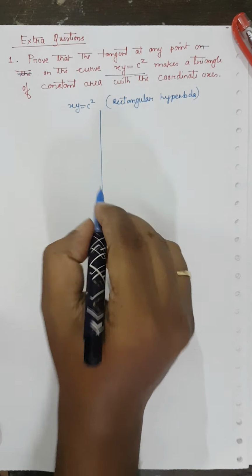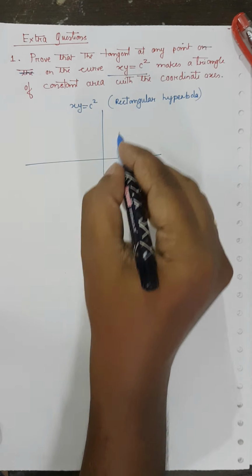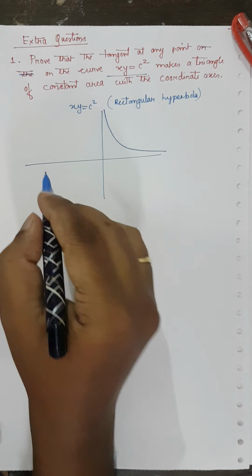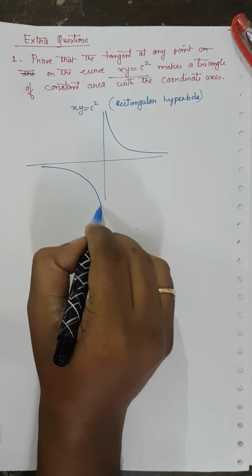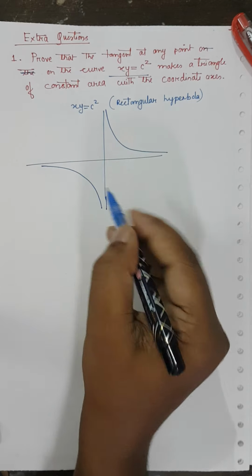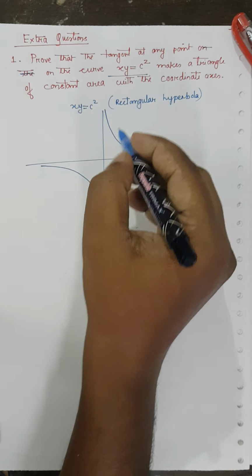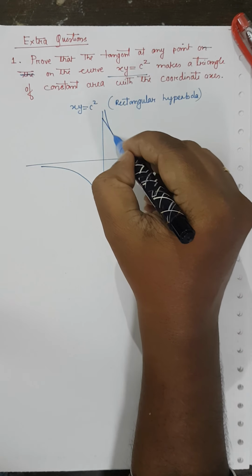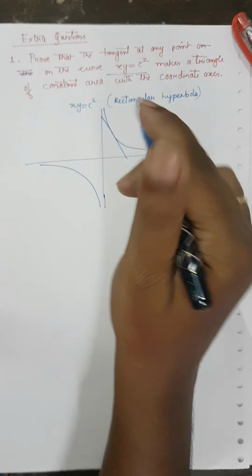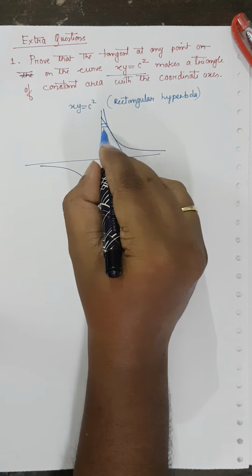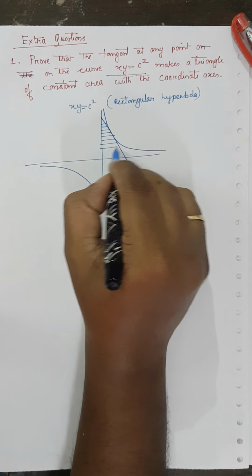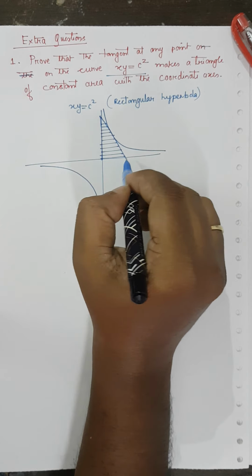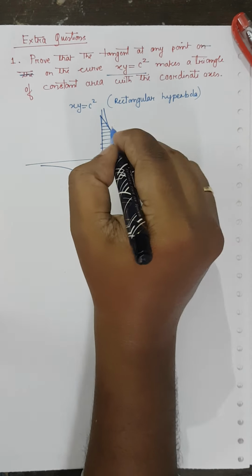The curve is like this. When x and y both are positive, and when x and y both are negative, the curve is like this. The curve has two branches. See, it's a hyperbola. It is given that you have to show that the tangent drawn at any point on this curve will form a triangle with the coordinate axis whose area will be always constant.